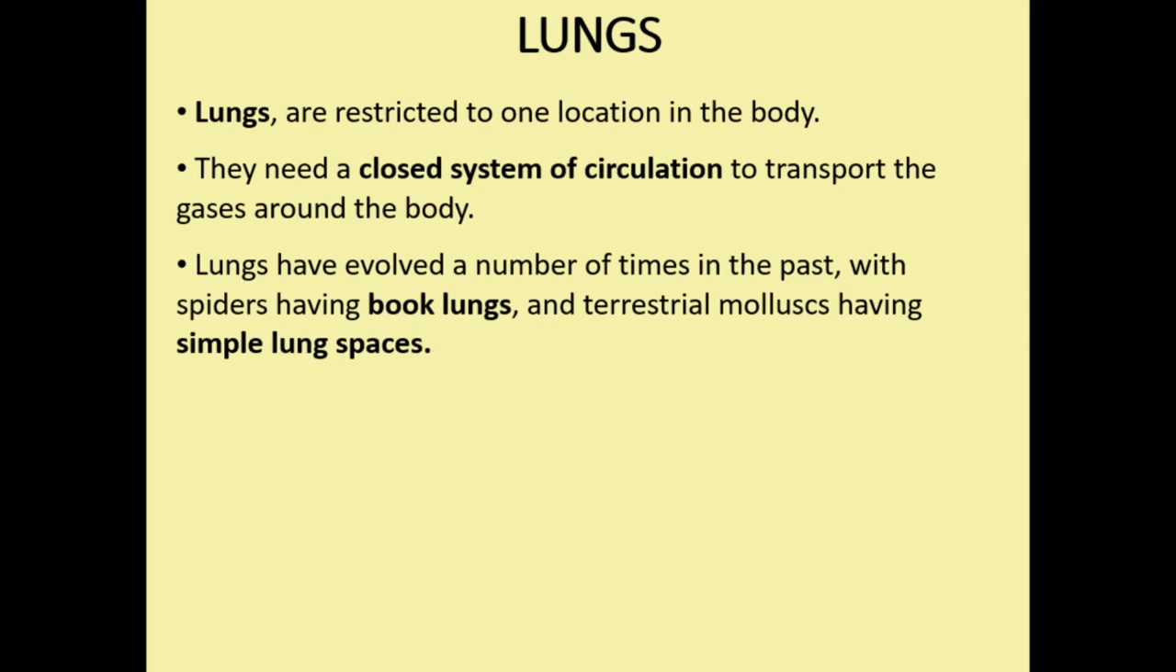So when we look at some of our arthropods, so the arachnids, for instance, spiders and scorpions, what we see is a lot of them will have quite basic lungs. We call them book lungs, but they are lungs by all definition. They are in one location within the body. They provide a high surface area. They are moist. They are thin. And I'll show you a diagram of these in a sec.